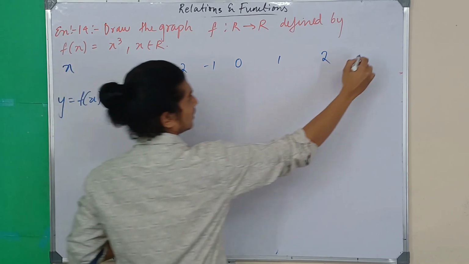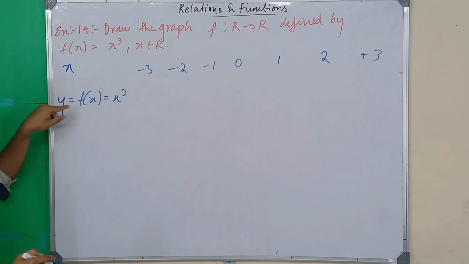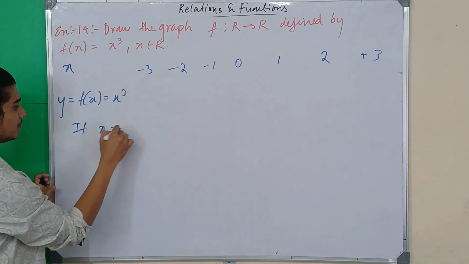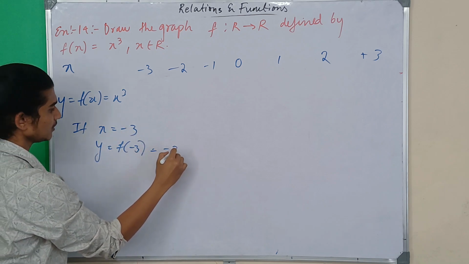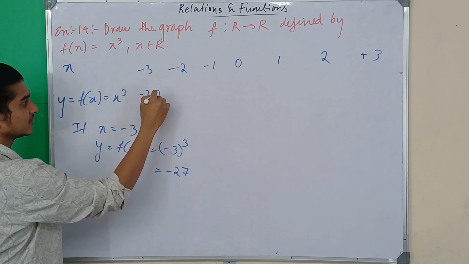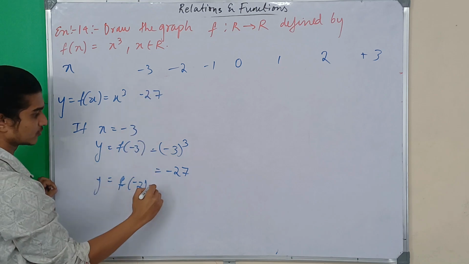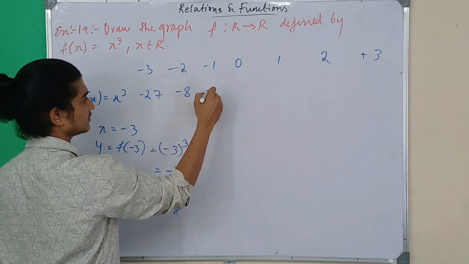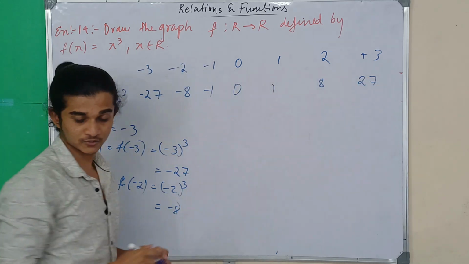Until here plus 3, and we are supposed to find the possible values of y for every possible value of x. So if x equal to minus 3, your y is going to be f of minus 3, or minus 3 cube, which is minus 27. And y equal to f of minus 2: for this it's going to be minus 2 whole cube, so minus 8. For this is minus 8, and this is minus 1, 0, 1, 8, 27. So these are our possible values.